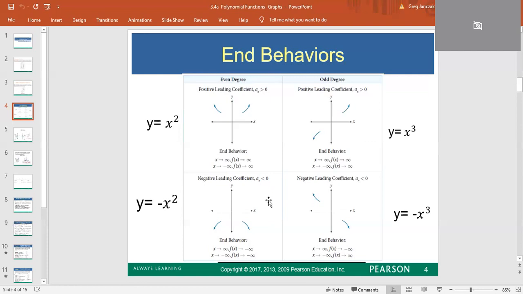Those were even degree polynomial functions. Odd degree is where the leading term is like x cubed, x to the fifth, x to the seventh, and so on. Here we have a positive x cubed. It goes up to the right and ends up down to the left. The negative here is going to make it reflect about the x-axis. Now, instead of being up to the right, it's down to the right and up to the left. So it made that graph flip. Okay, any questions there?